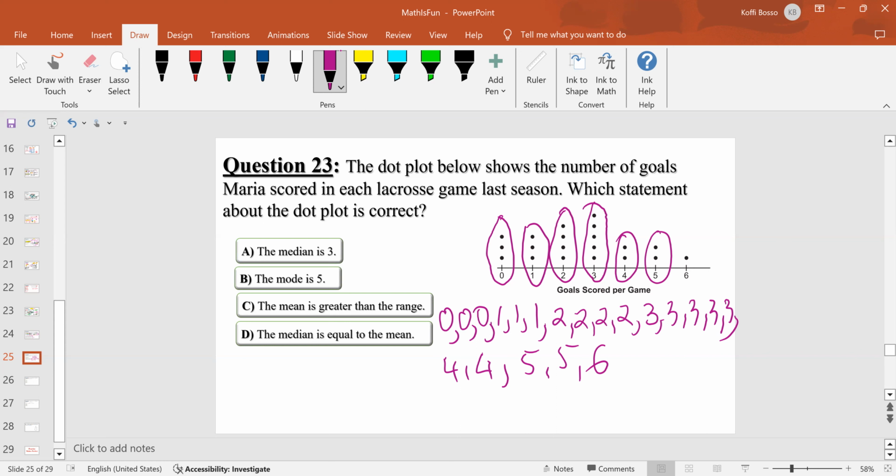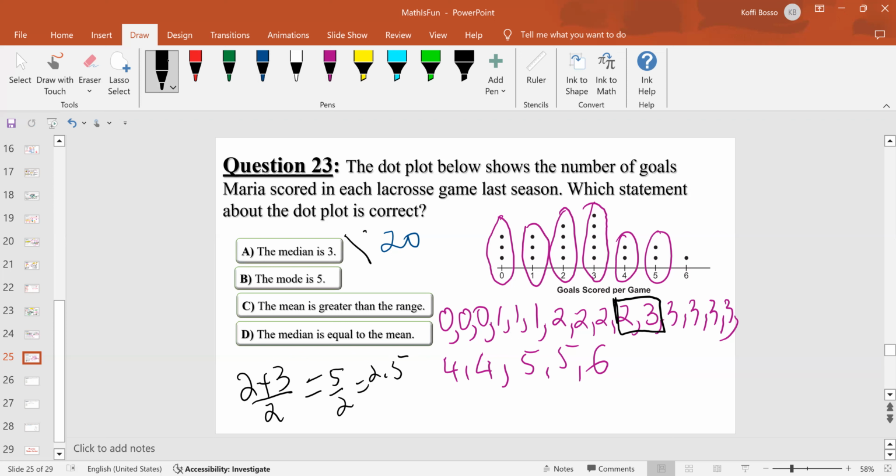Median means the middle number. But before you find the middle number, you have to put these numbers in order. They help you, everything is in order. So how many numbers we have in total? 20. Because the median is that middle number, and we have 20 numbers, the middle number will be between the 10th and the 11th. To find that median, we do 2 plus 3 divided by 2, and that gives you 5 over 2, which is 2.5. So the first one is not correct. The median is not a 3.